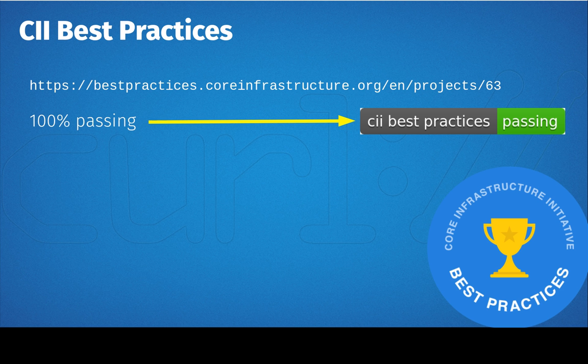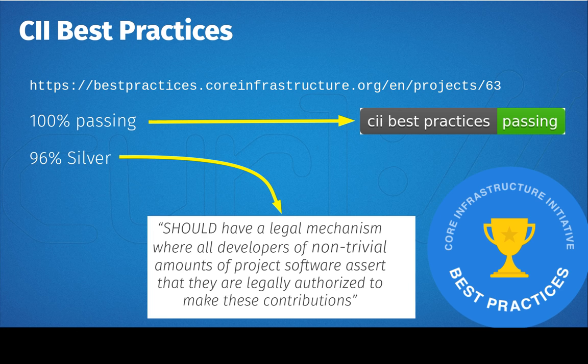So they added two extra levels. They added a silver level, which we are 96% compliant with. And why are we just 96% silver? We don't have any legal mechanism for asserting that contributors are legally authorized to make contributions. That's basically the signed-off-by thing they do in many other projects. It would be easy to also just have a signed-off-by, but it's also an extra hassle, and I think we managed fine without signed-off-by for this many years, and apparently nobody has had any problems with that.